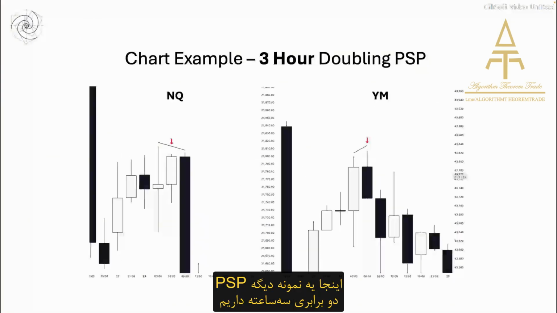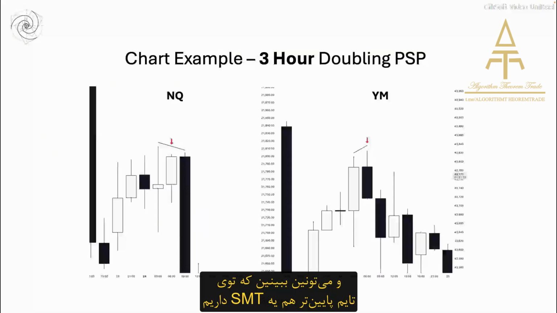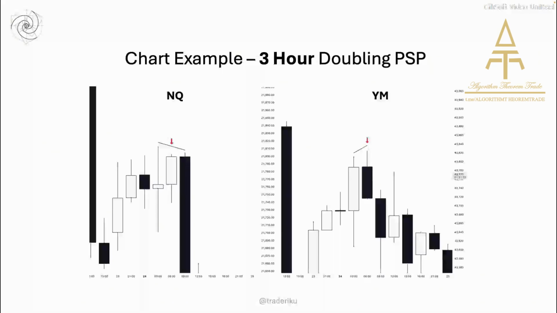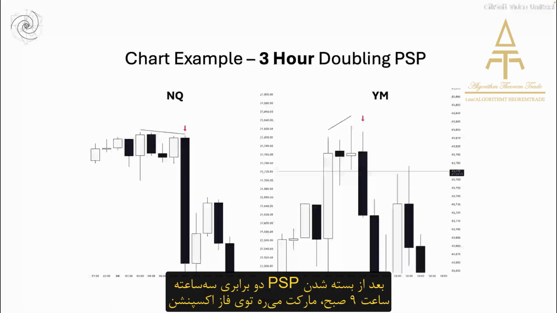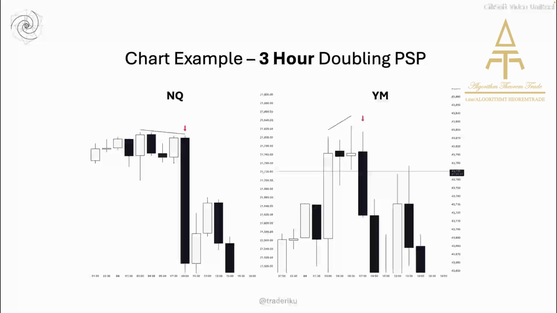Here is a chart example of a 3-hour doubling PSP, and you can see how there is a lower time frame SMT as well. On a lower time frame, it would look like this, where we have an expansion after the 3-hour doubling PSP closes at 9 AM.